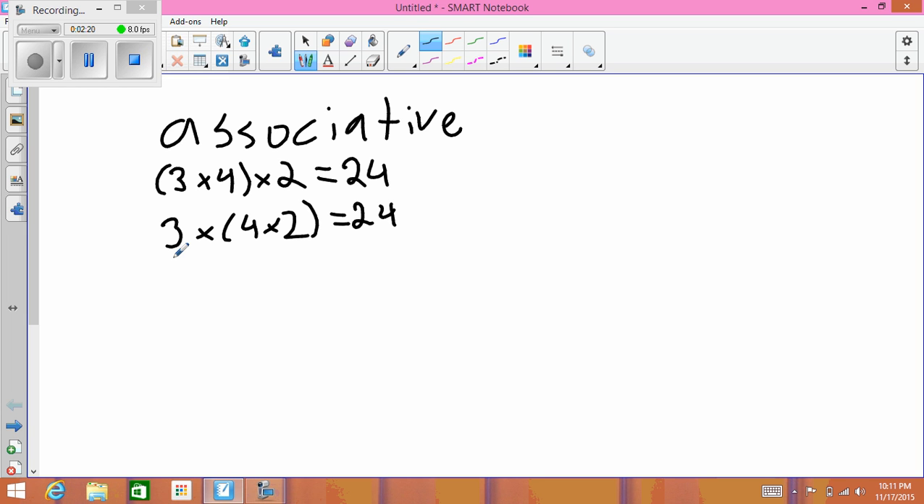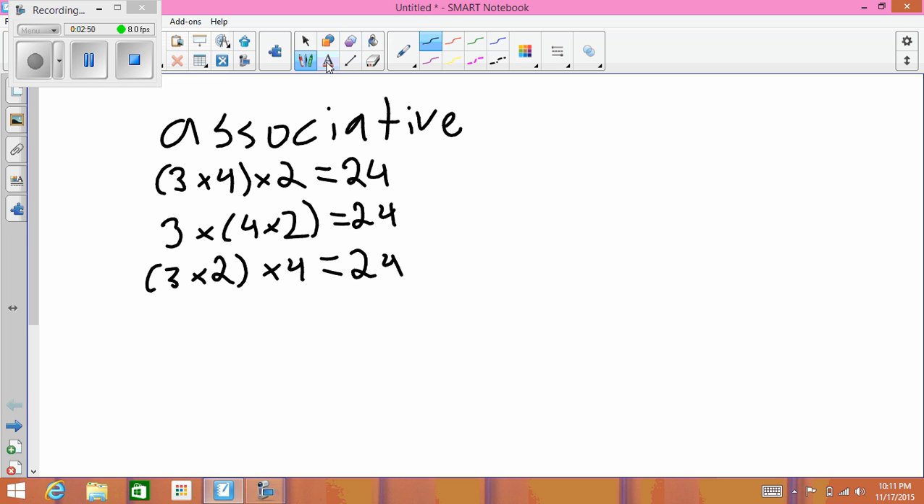I can also take it and change the order of the factors and also the groupings. So I could rewrite this as 3 times 2, times 4. So now I've taken my 2 and switched it with 4, and then grouped my 3 and my 2 together. Now, according to the associative property, this should still be 24. Let's see. 3 times 2 is 6. Remember, always do parentheses first. Times 4 is going to be 24.